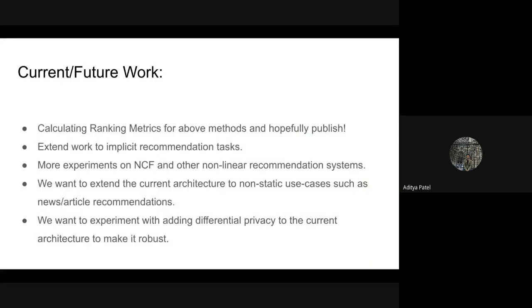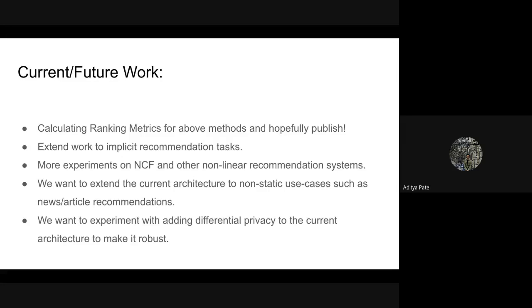But yeah, what's our future work? We essentially want to port this work, calculate the ranking metrics, and see how it performs when we increase the number of workers. We also want to extend this work to implicit recommendation tasks, such as number of plays, song recommendations, et cetera. The third task, which is very interesting, is whether we can move this model into a non-static use case, because a lot of the recommendation tasks we do in our daily life are non-static.